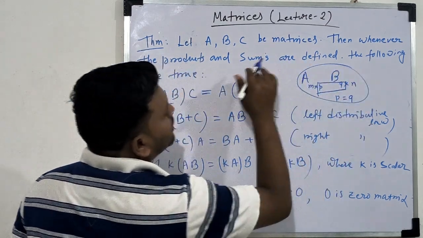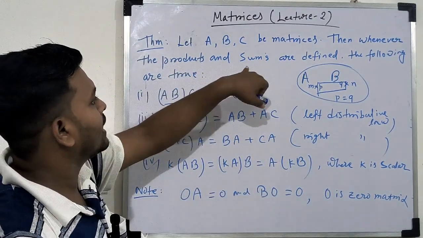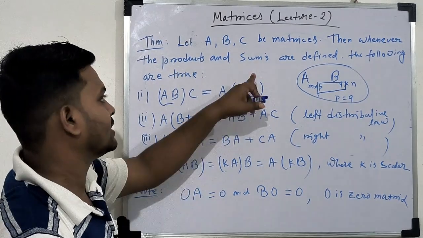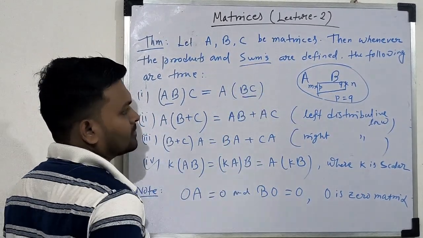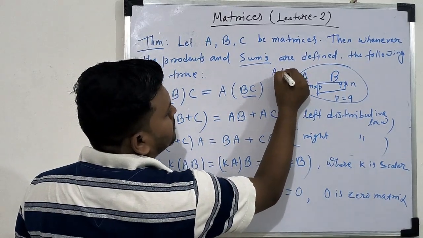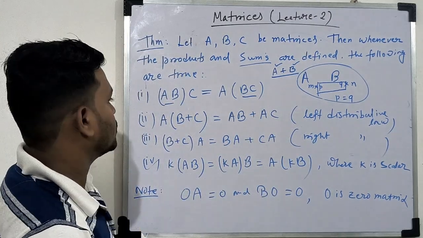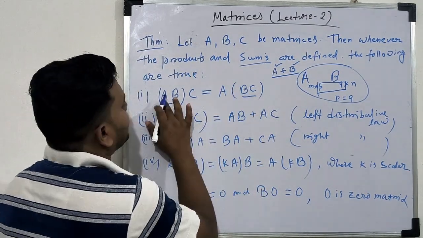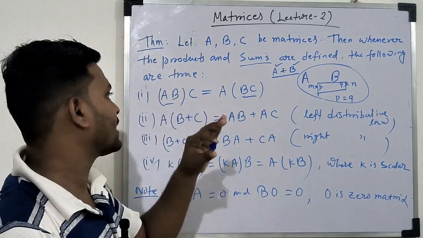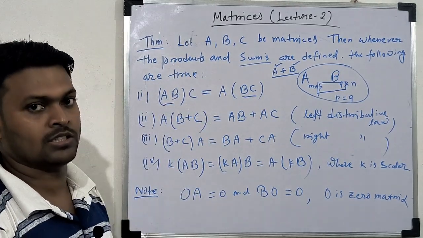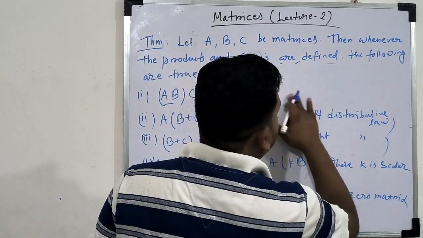So that's why the theorem says whenever the products are defined and sums are defined. A plus B is defined when A and B have the same order. So basically we can take A, B, C as square matrices, but it is possible with other than square matrices too. We will discuss what a square matrix is. So let's first discuss the theorem.